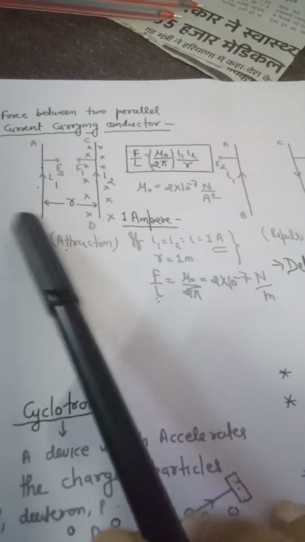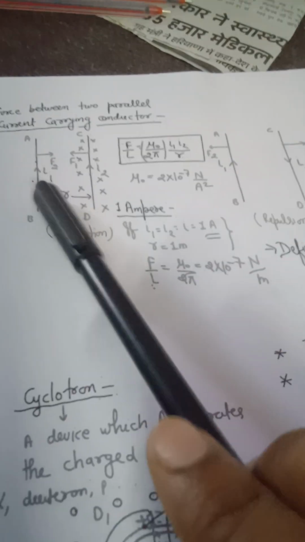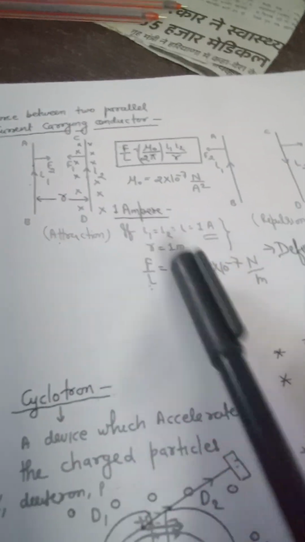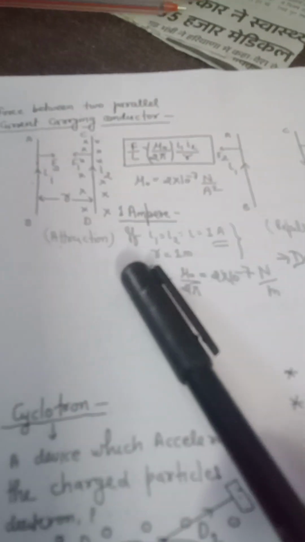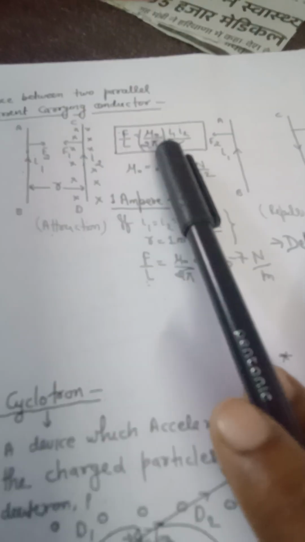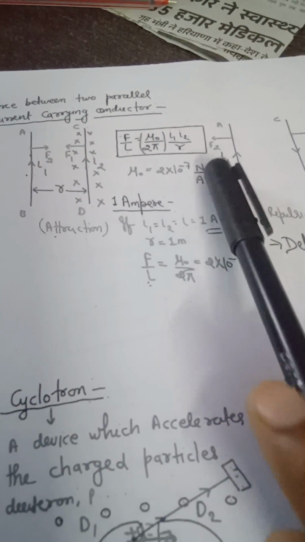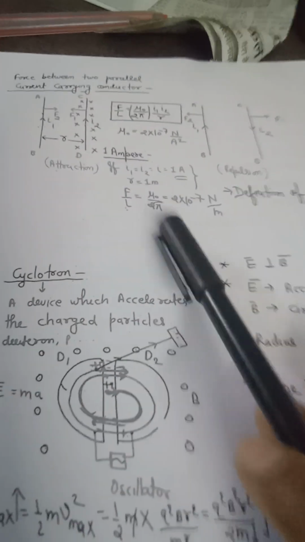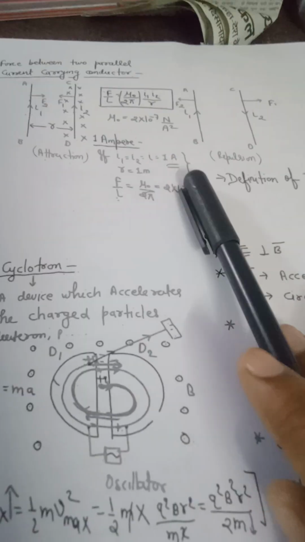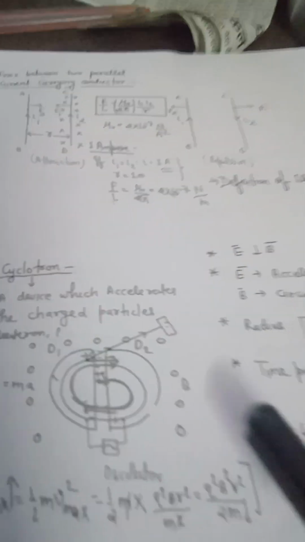And you can see also A and B and C and D, with forces F1 and F2 and currents I1 and I2 flowing at a distance R, then it becomes attraction. So there are two types of force: same direction currents attract, opposite direction currents repel. So F upon L is equal to mu naught upon 2 pi times I1 I2 upon R. Mu naught is 4 pi into 10 power minus 7 newton per ampere squared. If I1 and I2 are 1 ampere and R is 1, then F upon L equals mu naught upon 2 pi, which is 2 into 10 to the power minus 7 newton per meter.